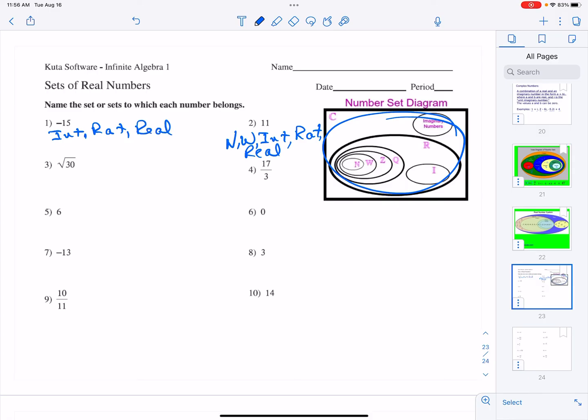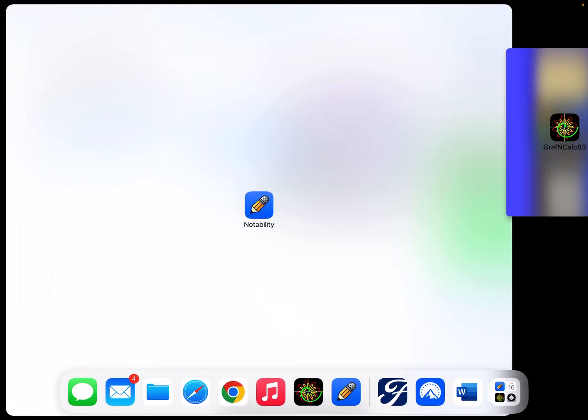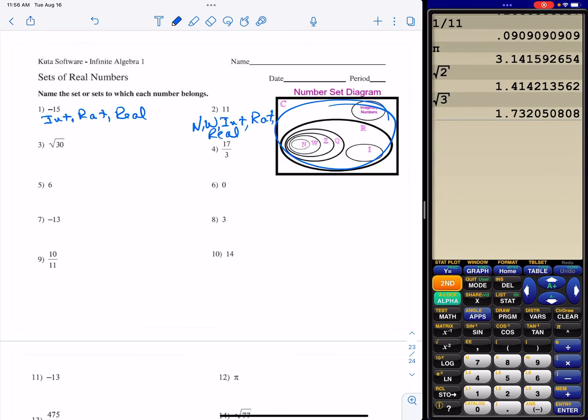Okay. Now, something like number 3, you're going to have to type that into the calculator. So if I were to get my calculator back out, type that one in, square root of 30, so second, square root, 30, hit enter. We know it goes all the way across the calculator. Is there a pattern of repetition? No pattern of repetition. So that means this is irrational and real. Okay? And so that's what you're doing, just like that. So if there are any questions, shoot me an email, and I'll talk to you later.